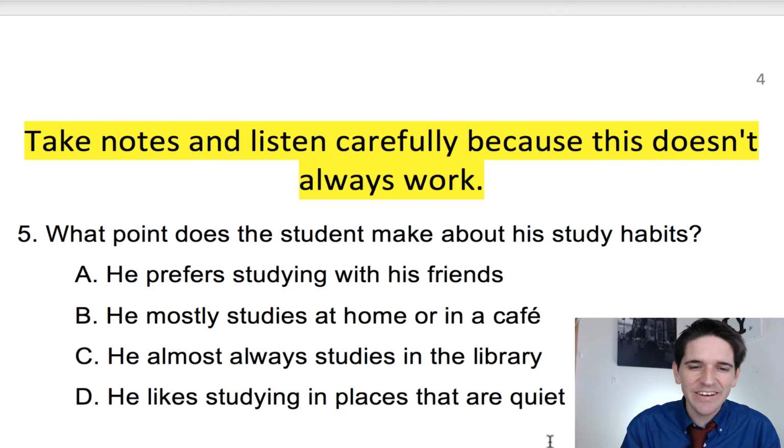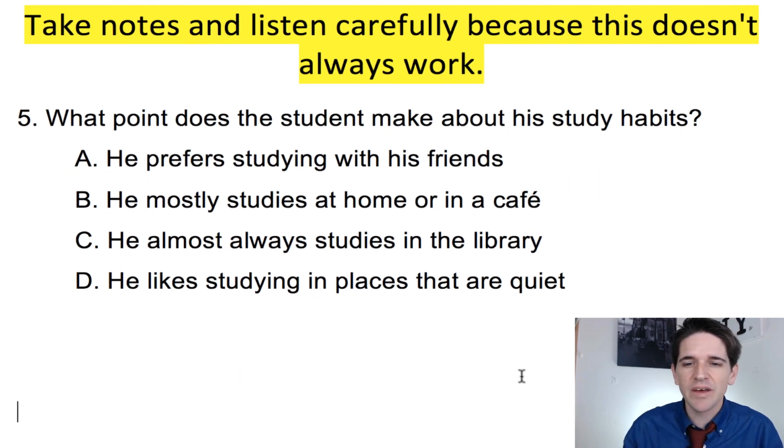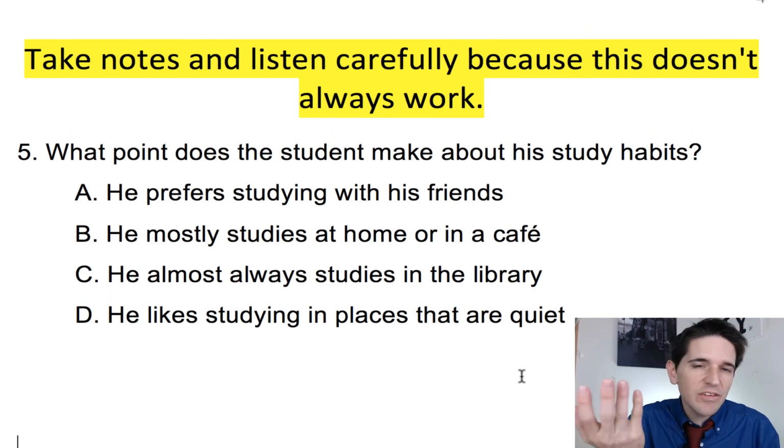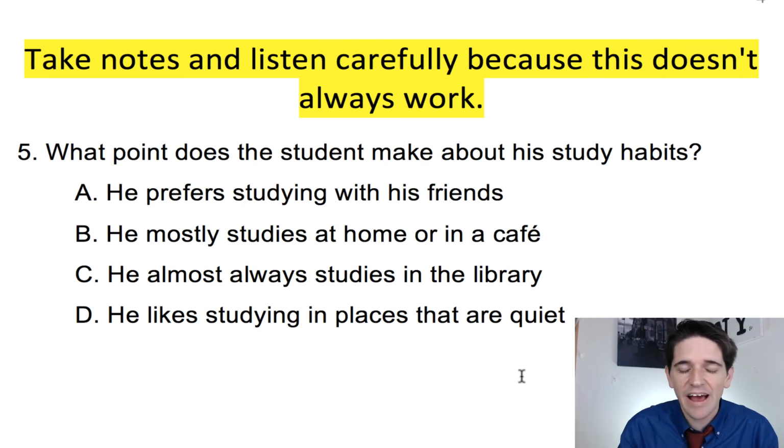So for this one here, number 5, what point does the student make about his study habits? He prefers studying with his friends. He mostly studies at home. He almost always studies in the library. He likes studying in places that are quiet. All of these seem okay to me. They all seem like okay choices. I have to listen to this. I have to listen carefully. I have to take notes to be able to answer this question.